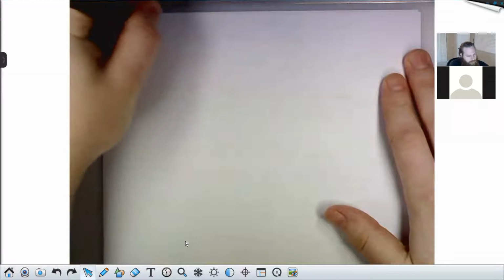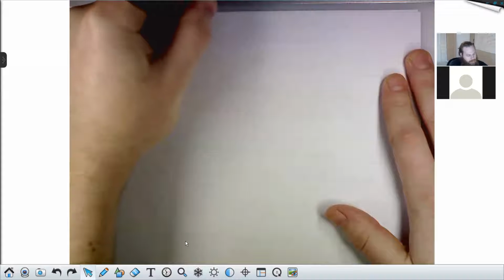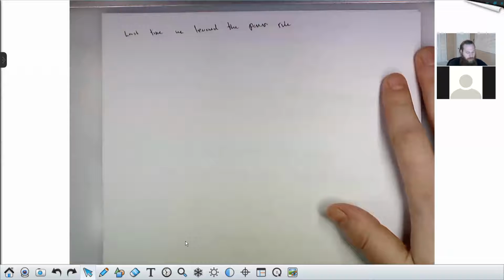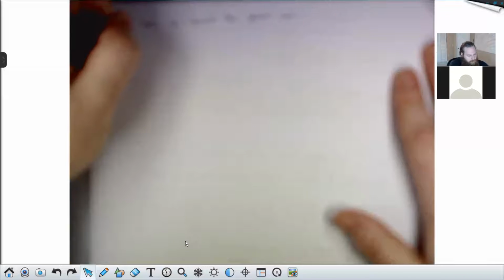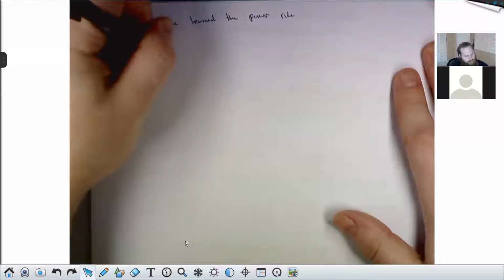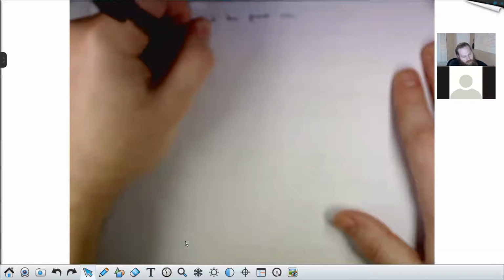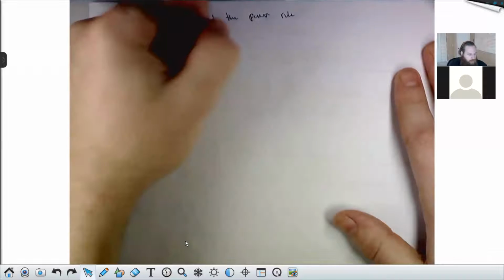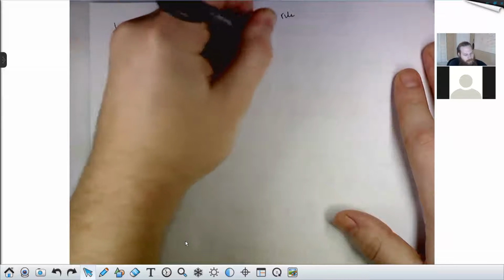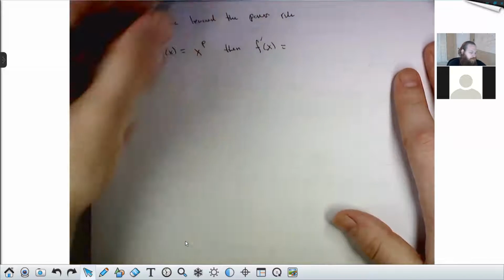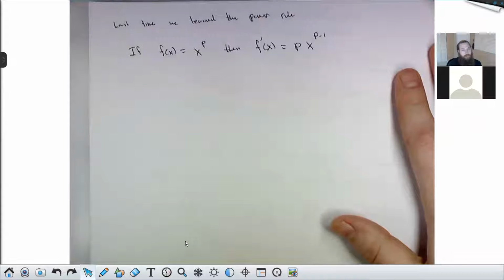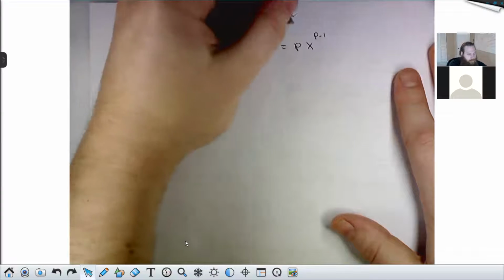So last time we learned the power rule. And in the prime notation, what the power rule says is if f of x is x raised to any power, a power function, then f primed of x can be calculated by bringing the power down and then reducing the power of x by 1. This is the power rule.